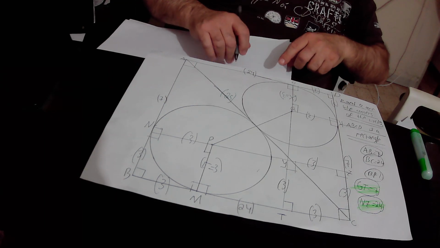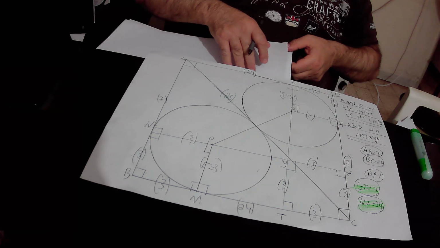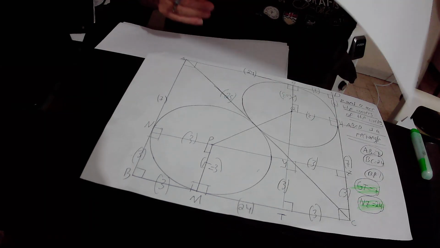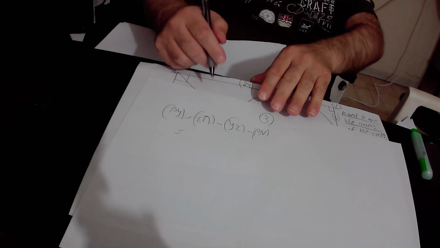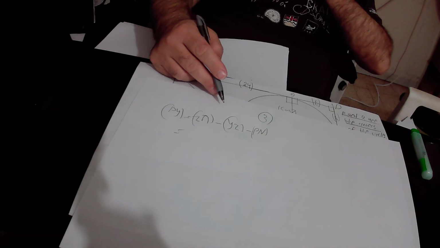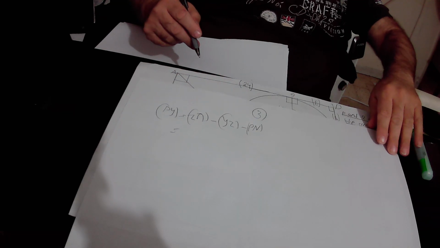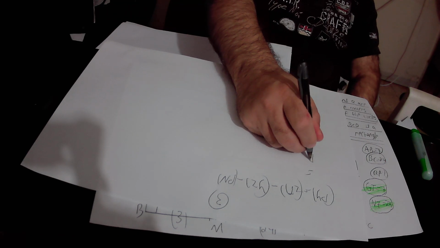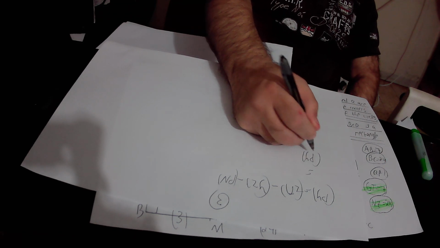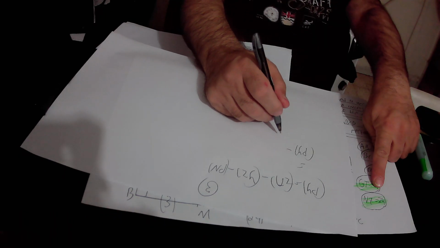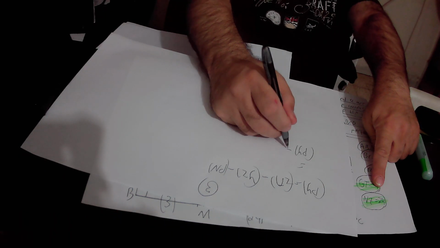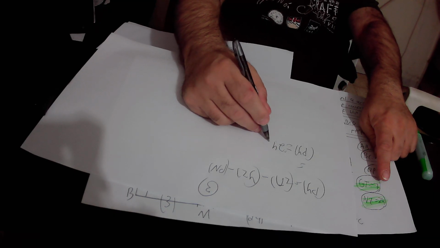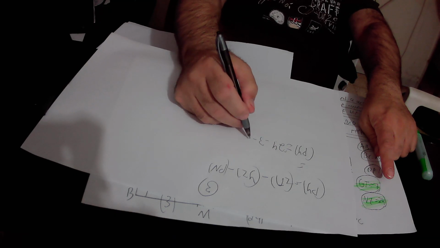Repeat again, the missing side PY. From the drawing it is very easy to see that PY equals ZN minus YZ minus PN. So the missing side PY equals ZN, that is 24 here, minus ZY, that is 3, minus PN, that is also 3.